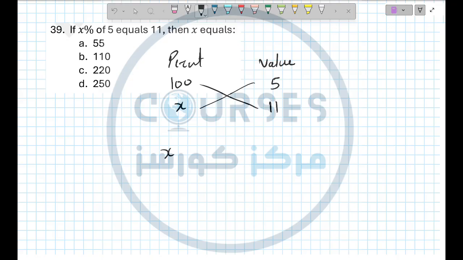Again, cross multiply. So x equals 100 times 11 divided by 5. 100 divided by 5 is 20. So that's 20 times 11, which is 220.